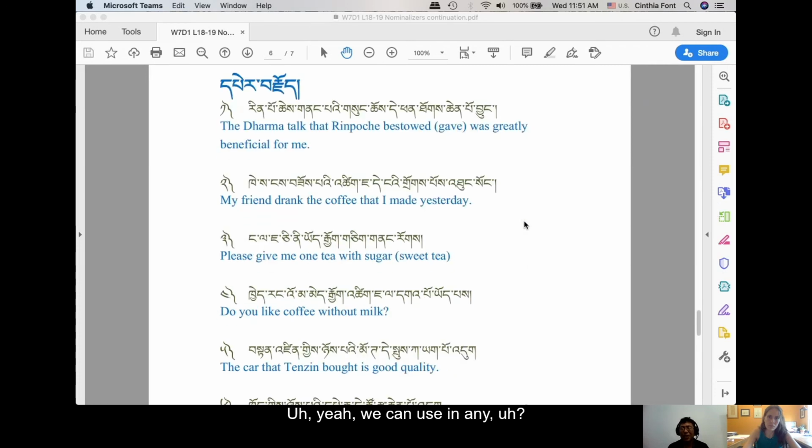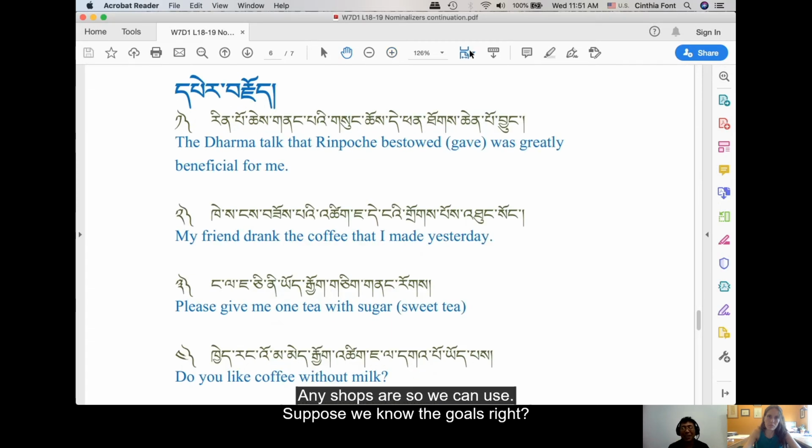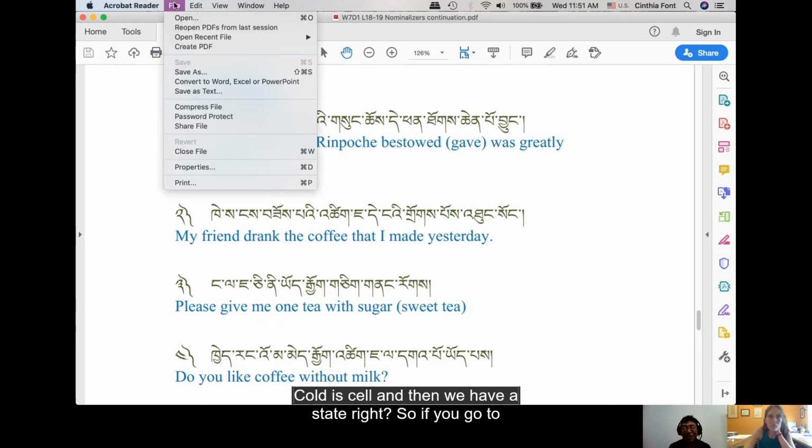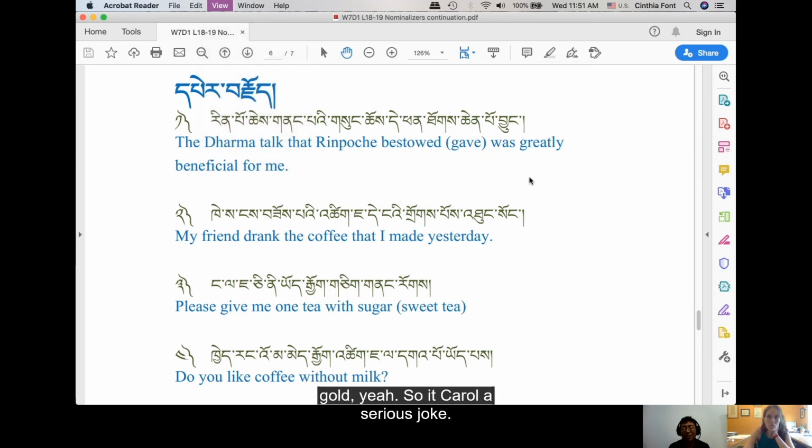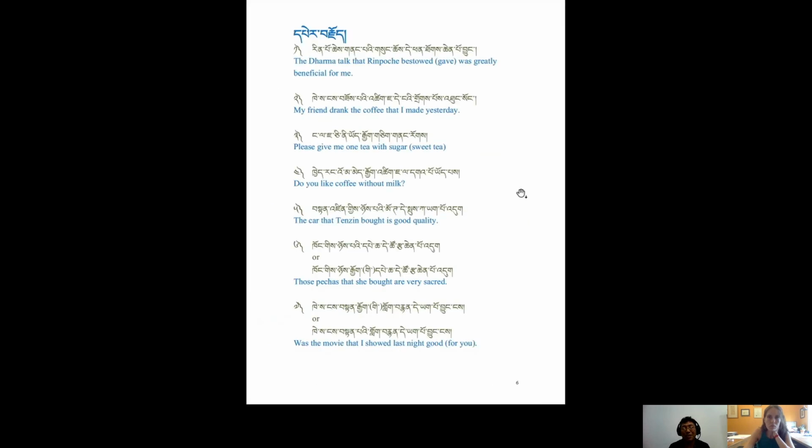Yeah, we can use it in any shops. Suppose we know gold, right? Gold is ser, silver is ngul, and then we have a statue, right? Kundra. So if you go to the statue shop and say, do you have a statue with gold? So kerang la ser yo kundra yebe. Ah, that's a very nice example, Genla, with the kundra.